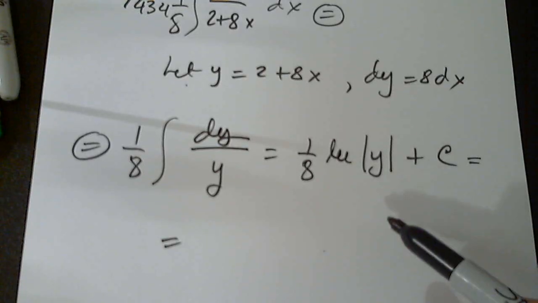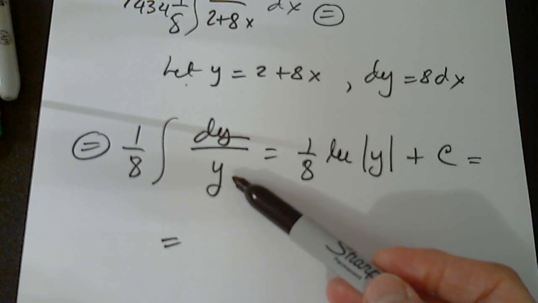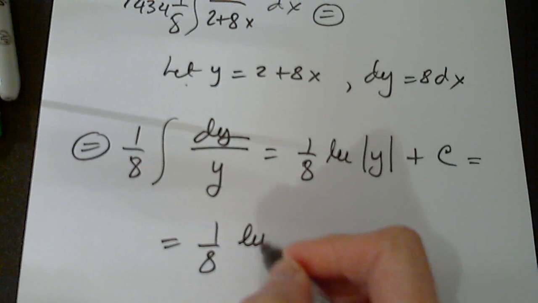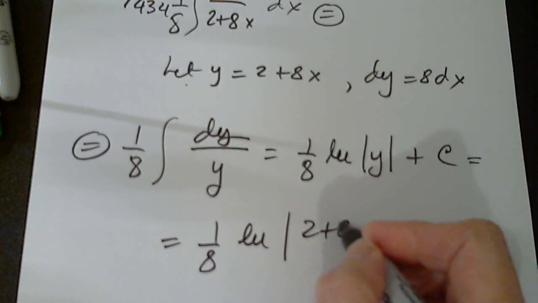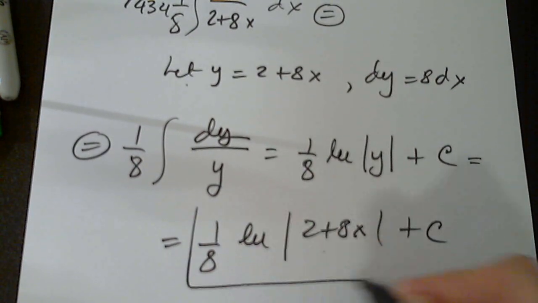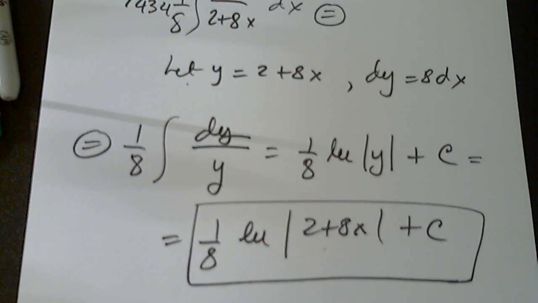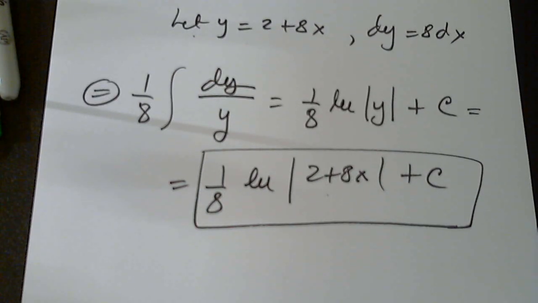And I have no choice but to go back because this is an indefinite integral. So 1 over 8 in front, natural log of the absolute value of 2 plus 8x plus a constant c. Good. Anything else? Yes, thank you. Thank you. Anything else? Other questions on anything? Anyone, please? Anything else?